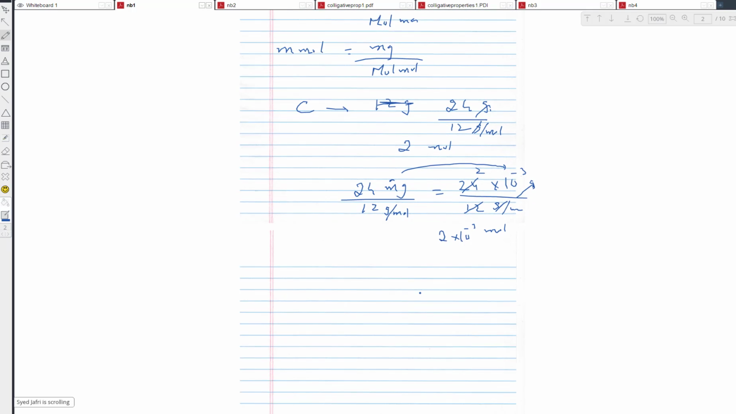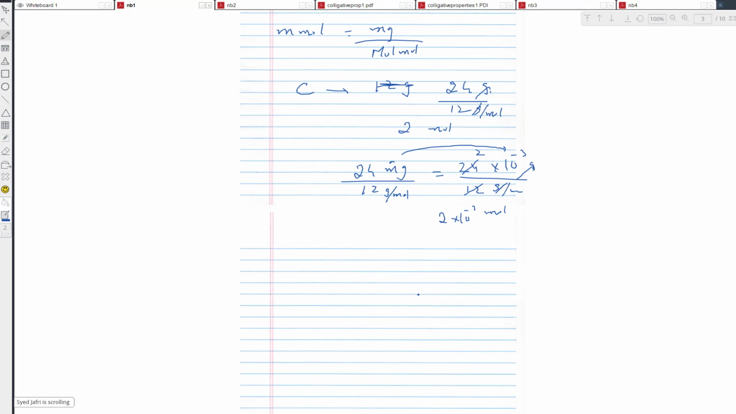2 times 10 to the power minus 3 means milli. So instead of writing this, I can write 2 millimole, like this. Got it. Yeah, I've seen it, but I have not used millimoles too much. Okay, what next? All right.